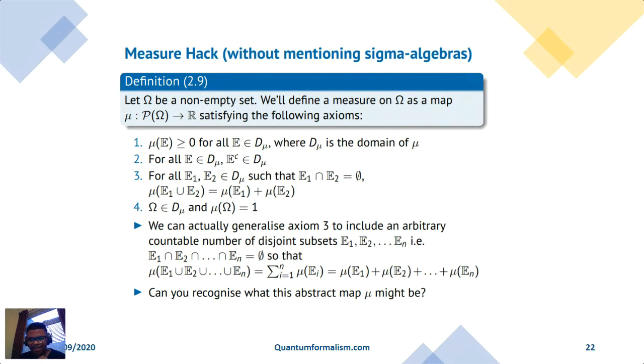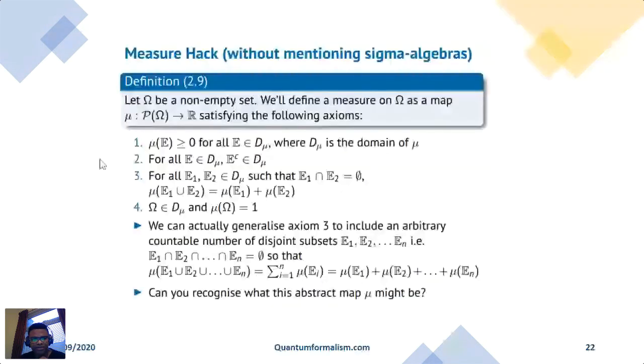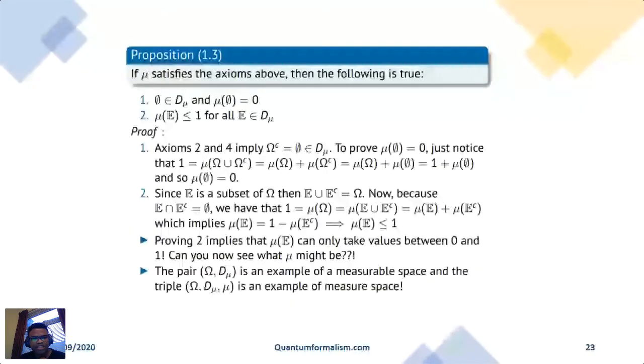Okay, so let me help you by going to another slide. Based on these axioms, first of all, we can prove that the empty set is also in the domain of mu, and that mu of the empty set equals 0. Another thing we can prove is that mu of E is less than or equal to 1 for all E in the domain. Let me ask again: can you see what this might be?